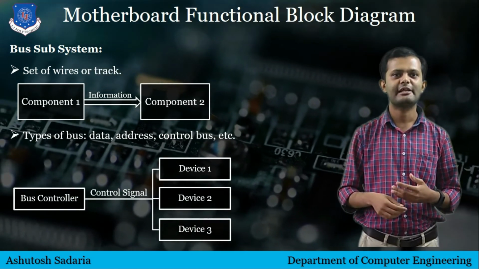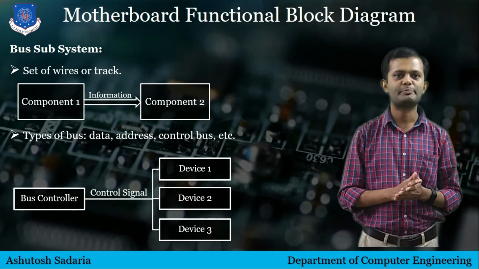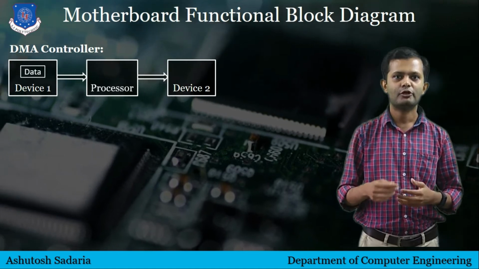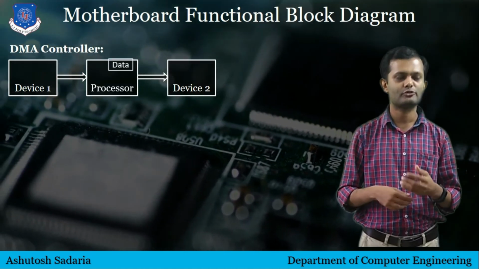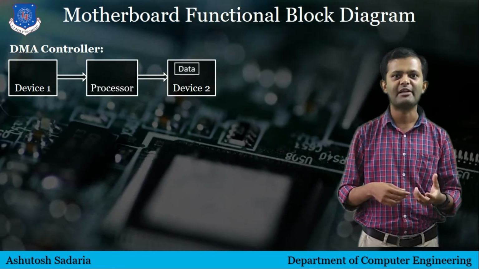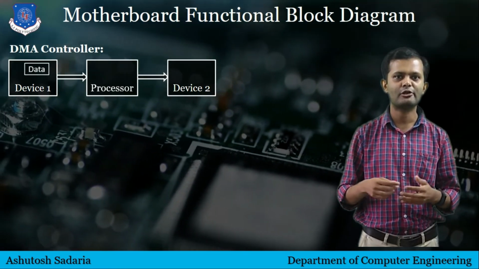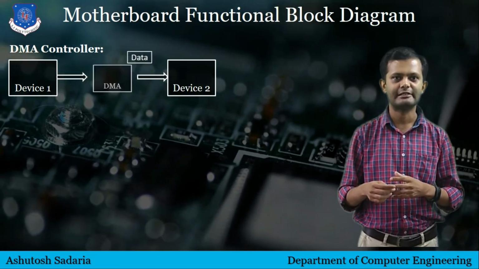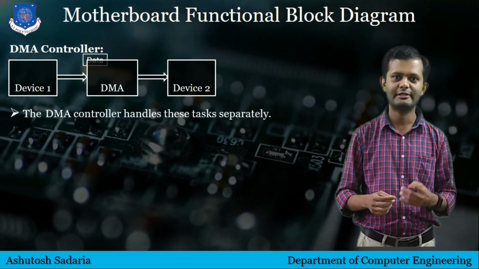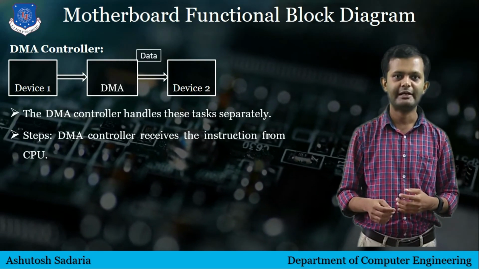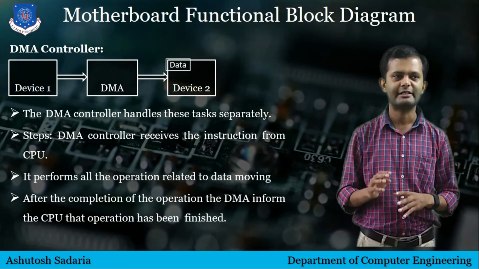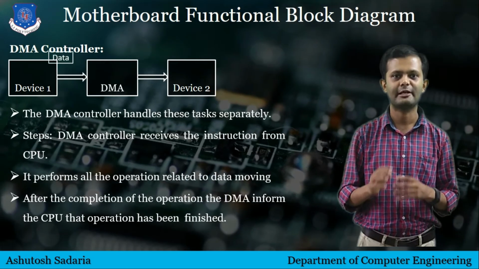The next component is the DMA controller. To speed up the system performance, the main processor is required to be relieved from time-consuming jobs like moving large amounts of data from one place to another. The DMA controller handles those tasks separately. The DMA controller receives instructions from the CPU. It performs all the tasks related to data moving, and after the completion of all the tasks, the DMA controller informs the CPU that the operation of data transfer has been completed.